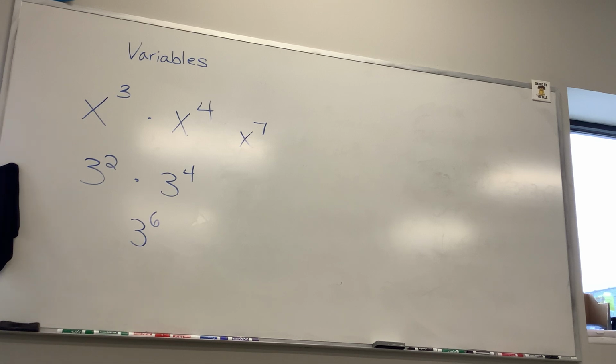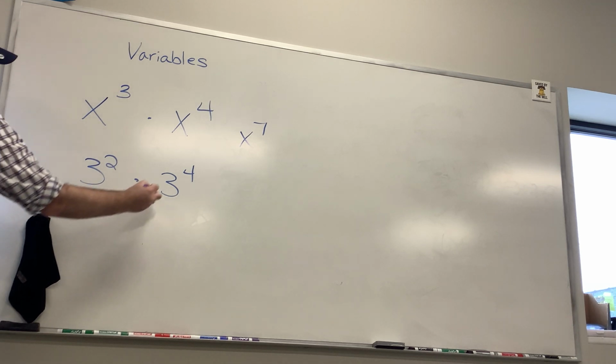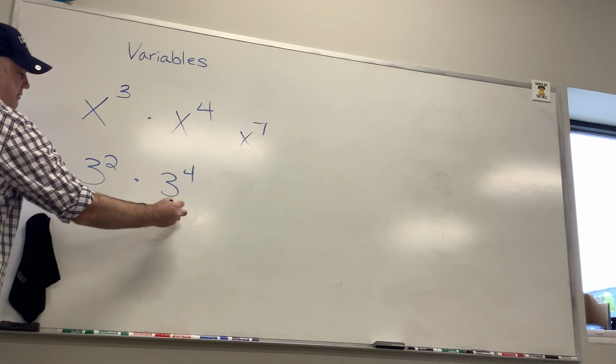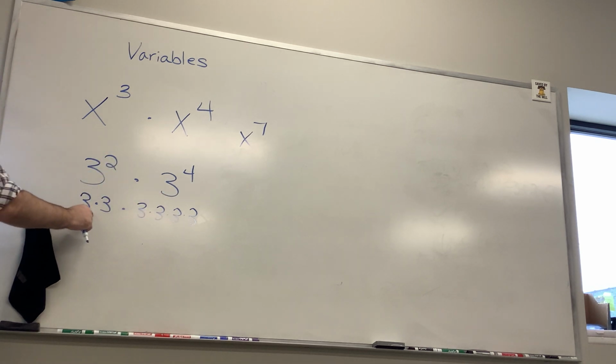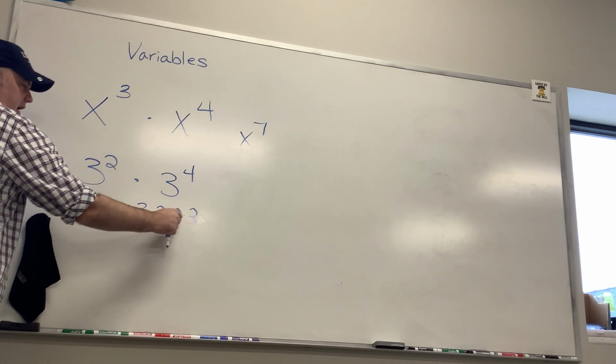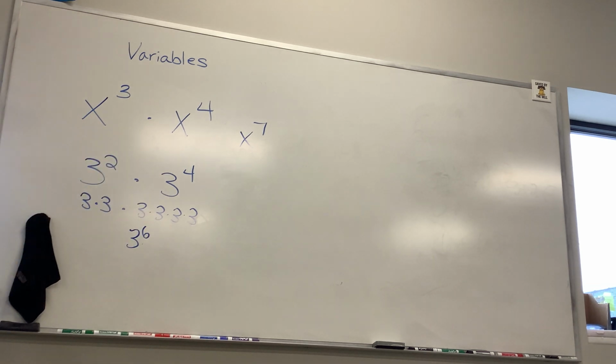Well, now's the time to put that all together. This one is easy to see. We could see that this means 3 times 3 times 3 times 3 times 3 times 3. Okay, that's 3 to the 4th, that's 3 squared. So that ends up being 1, 2, 3, 4, 5, 6. That's why we get 3 to the 6th. The shortcut is to just add the exponents. Well, it's the same concept, and I'll leave this up here.